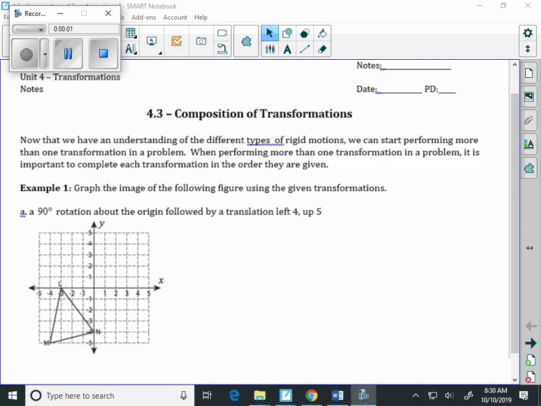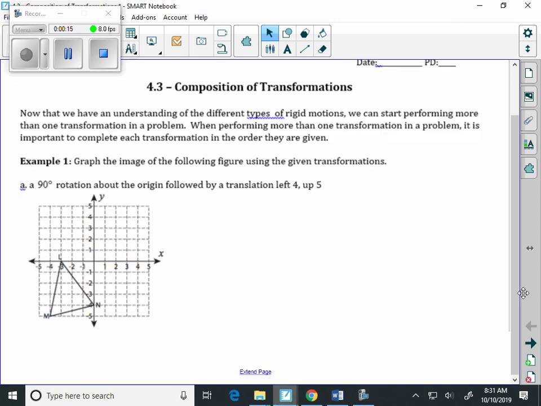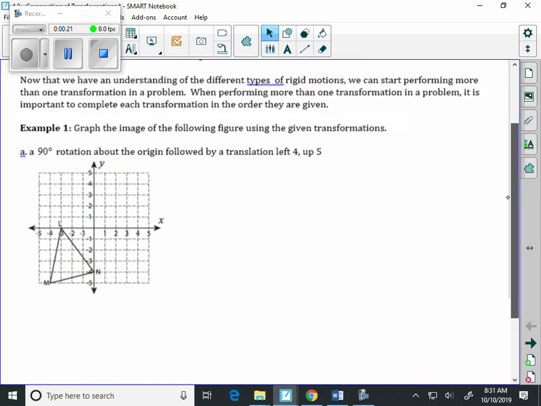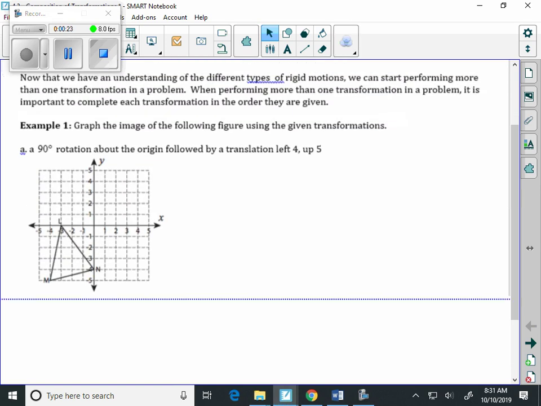Of rigid motions, we can start performing more than one transformation on a problem. It's important to complete each transformation in the order that they're given. So the first one says, graph the image of the following figure using the given transformations. And the first one is the 90-degree rotation about the origin, followed by a translation of left 4, up 5.